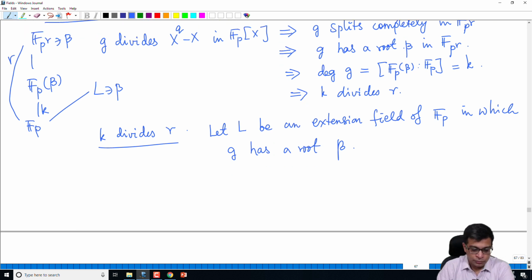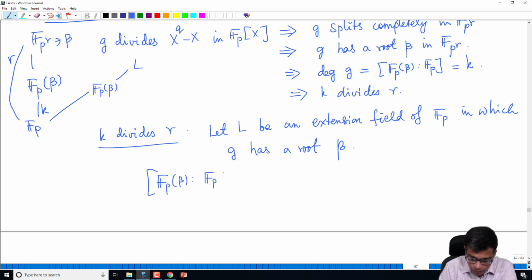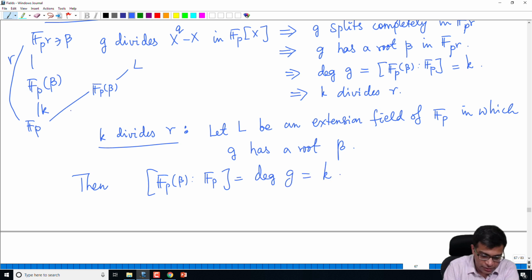So now I can actually take Fp(beta) inside L. So now what is the degree of Fp(beta)? By the same reason as before, the degree of Fp(beta) over Fp is equal to the degree of G, which is k. So that means this is k.